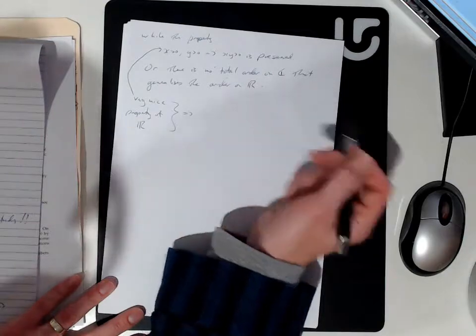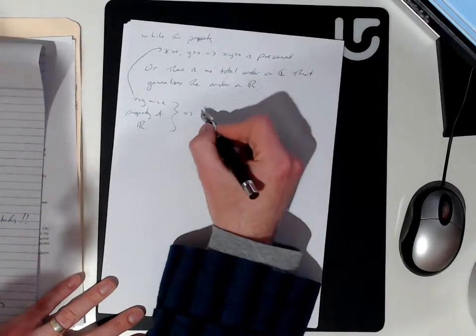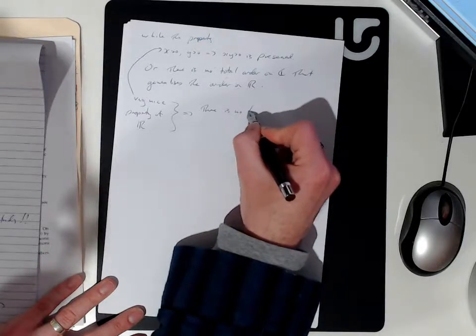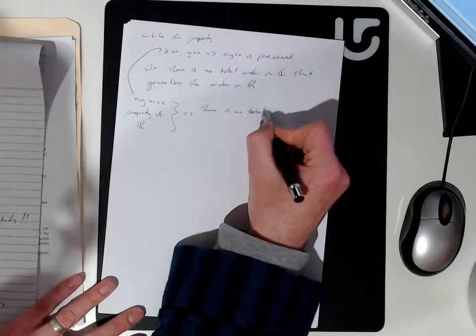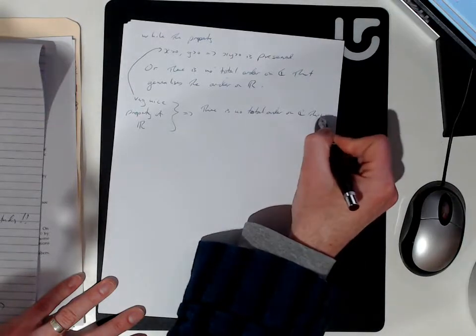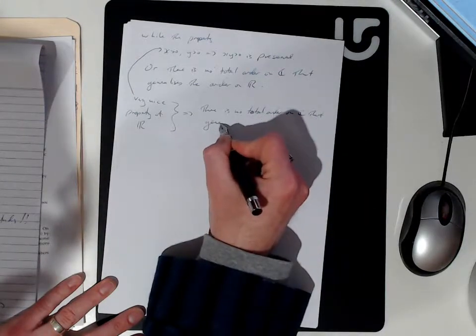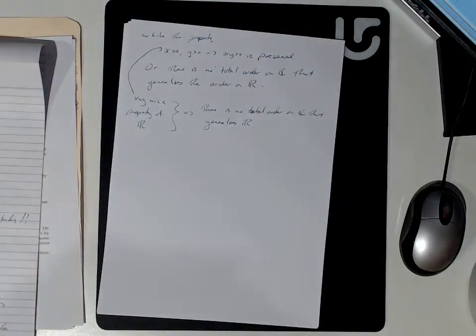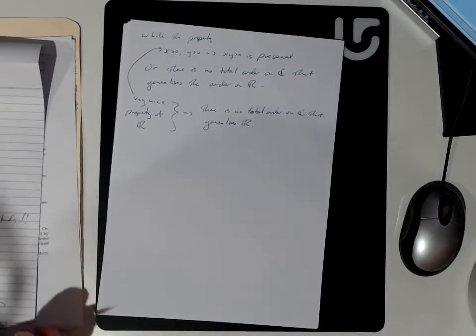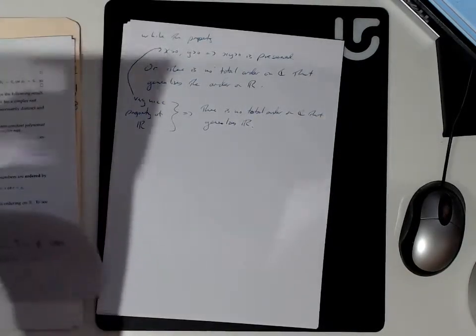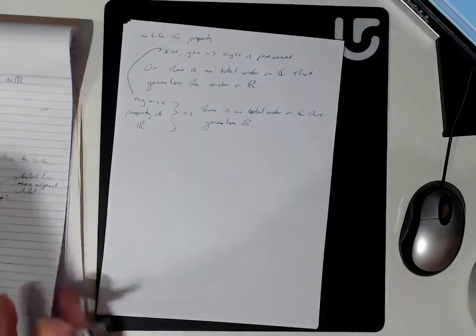Which implies that we interpret what I've just done as saying that there is no total order on C that generalizes R. So if you care about R, no total orders on C.